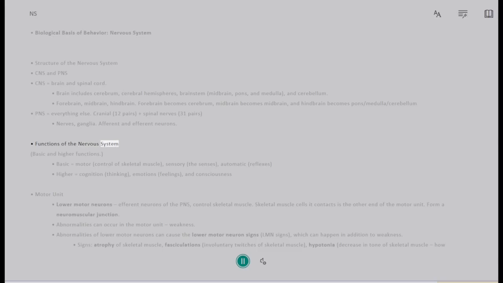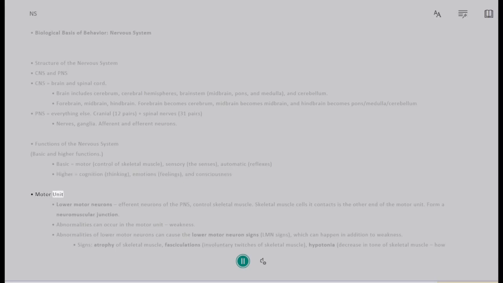Functions of the nervous system. Basic and higher functions. Basic equals motor, control of skeletal muscle, sensory, the senses, automatic, reflexes. Higher equals cognition, thinking, emotions, feelings, and consciousness.